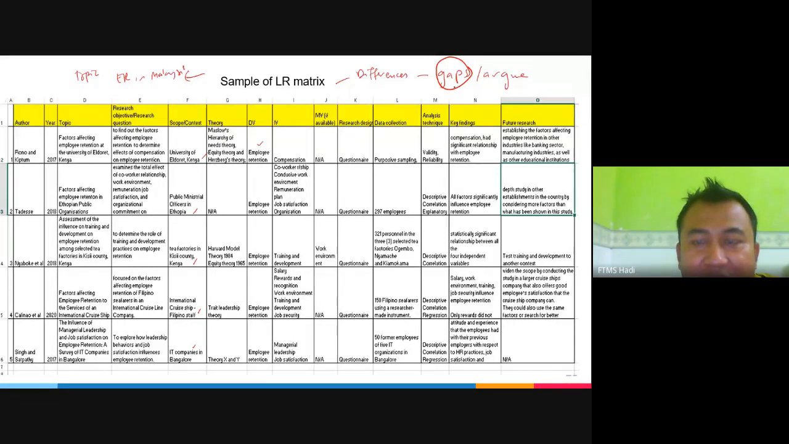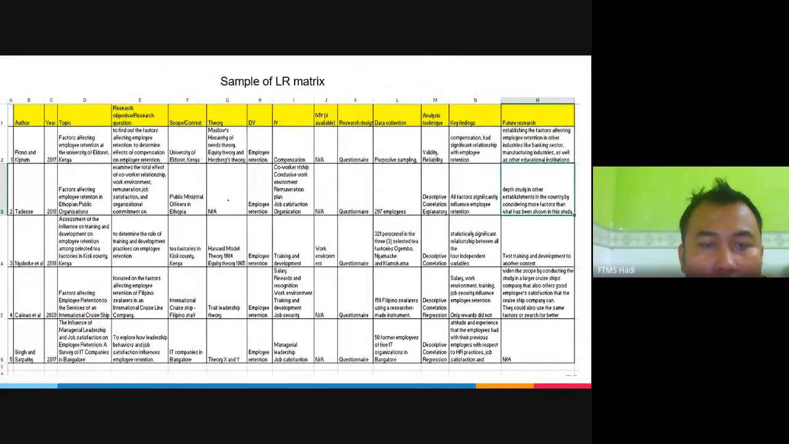If there are differences, take the opportunity as a gap, or you want to argue. Sometimes you might not argue with certain things. Okay, let's have a look at the IV. There is a different IV as well. You see, compensation. Some of them conducive work environment, remuneration, training development, manager leadership. So this is giving you an idea on choosing the IV that you want.